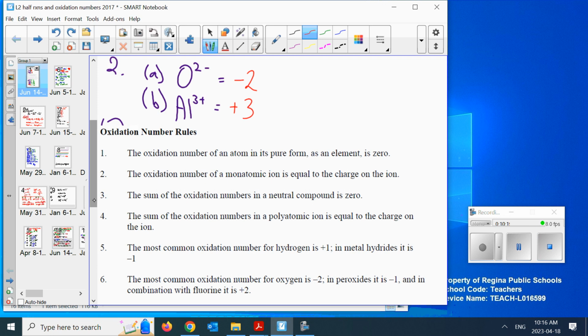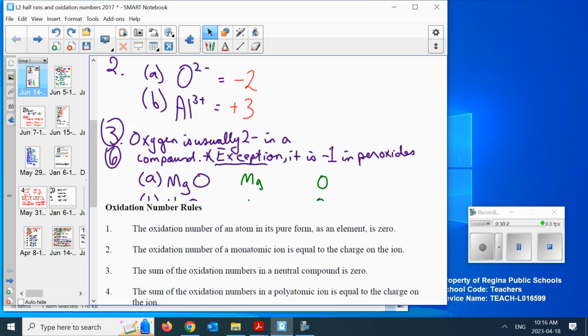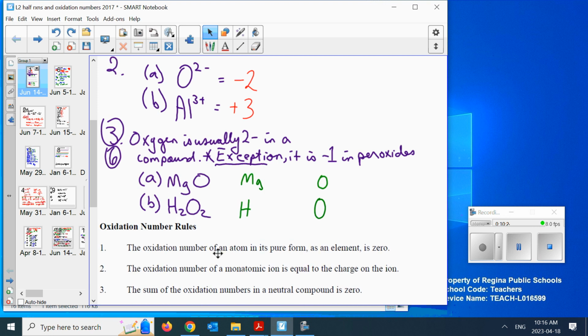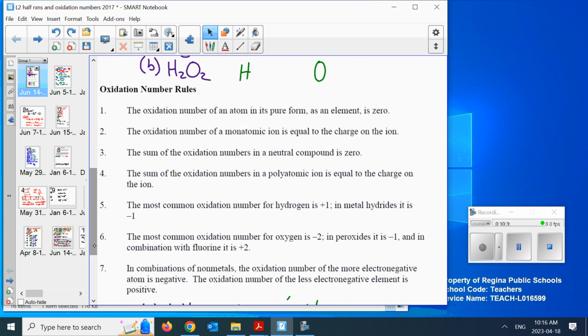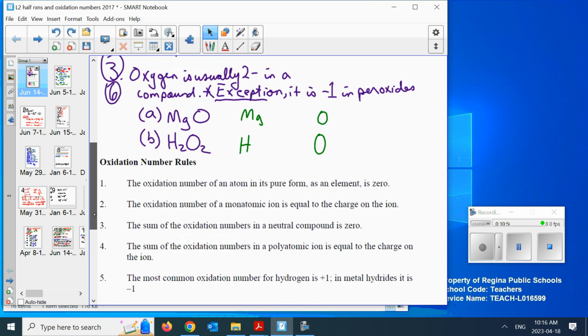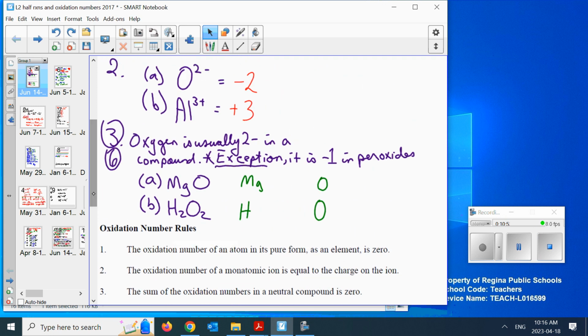Now, a couple more for you to try. You don't have to write out number 3. Oxygen is usually -2 in a compound. And rule 6, the exception is -1 in peroxide, because it's written on the sheet. So we're going to use 3 and 6. The most common oxidation number for oxygen is -2. Peroxide is -1. And fluorine is -1. So don't rewrite the rule. I'm just bringing that to your attention. But we're using rules 3 and 6 together to do this. Give me a second to write out 3, 6, and then A, B.